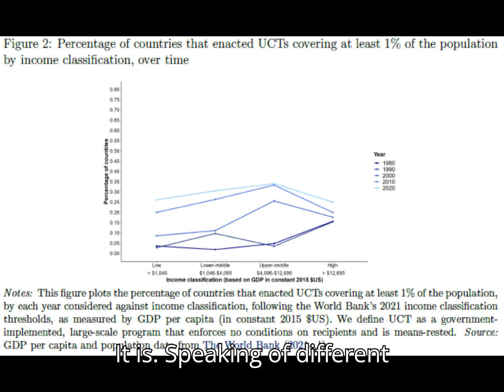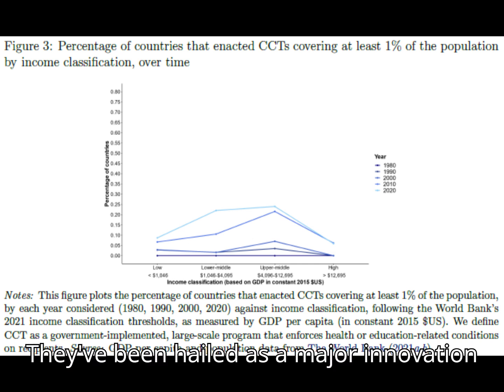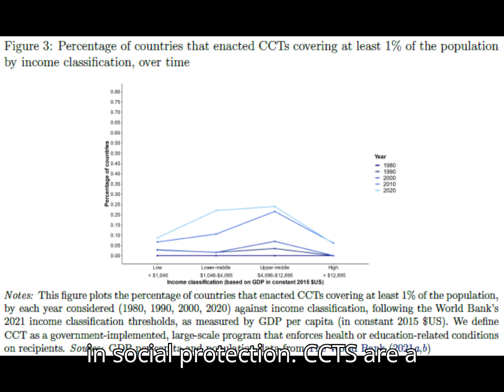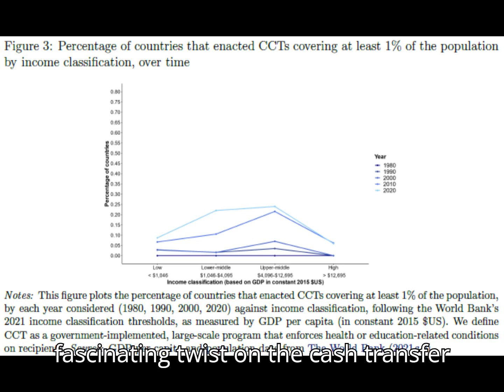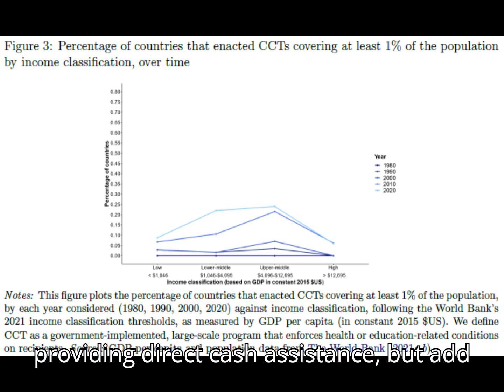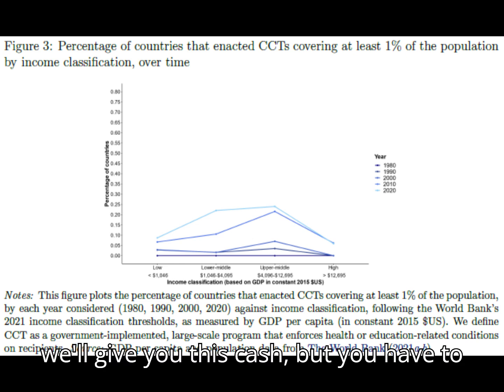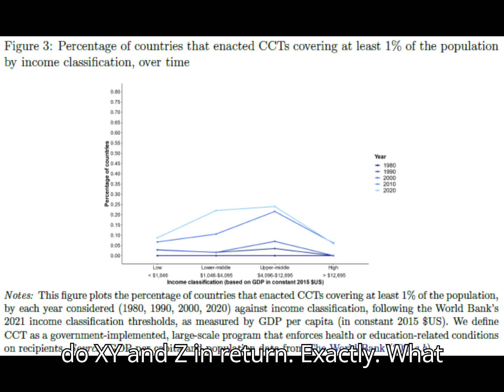Speaking of different approaches, let's talk about conditional cash transfers, or CCTs. They've been hailed as a major innovation in social protection. CCTs are a fascinating twist on the cash transfer model. They build on the idea of providing direct cash assistance, but add a layer of conditionality. So it's like, we'll give you this cash, but you have to do X, Y, and Z in return.